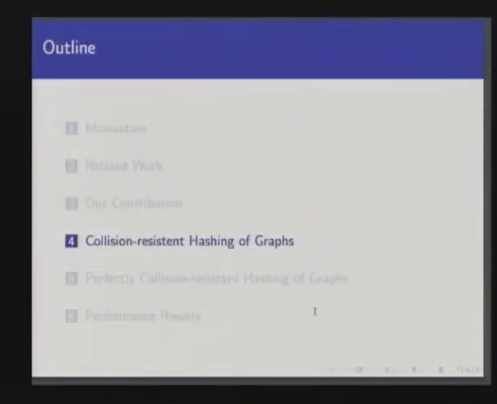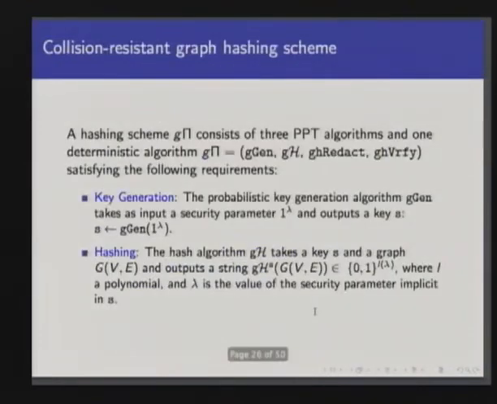So we use this basic definition of a standard hashing scheme and we come up with a formalism for a collision resistant graph hashing scheme. So how can we use this standard hashing scheme for a collision resistant graph hashing scheme? A graph hashing scheme basically consists of 4 functions: generate, hash, graph redact, and graph verify. Of these 4, the first 3 functions are probabilistic, randomized algorithms, and the last one is a deterministic algorithm.